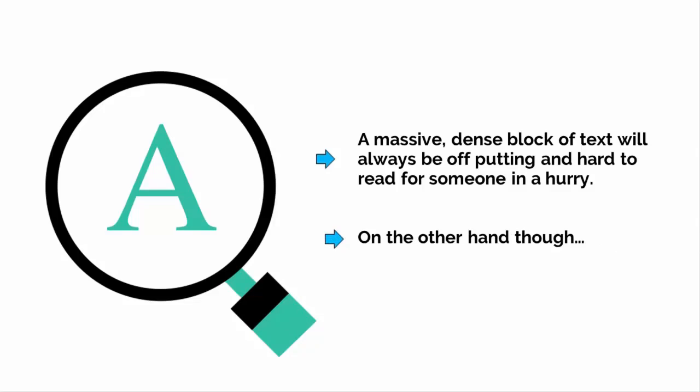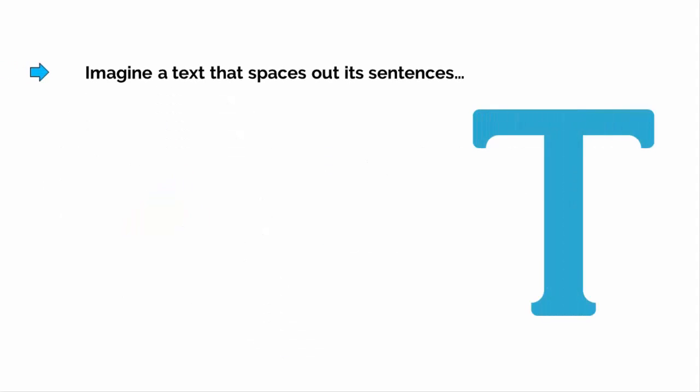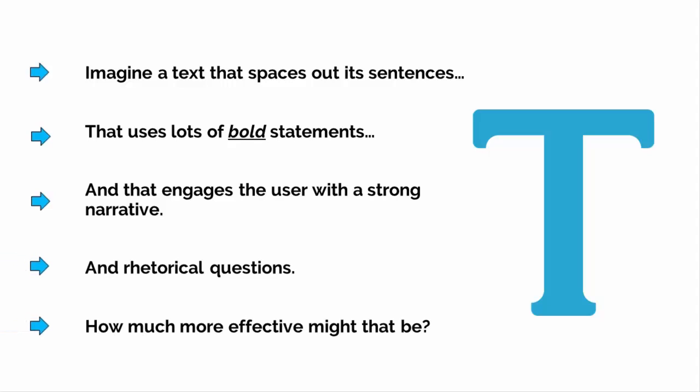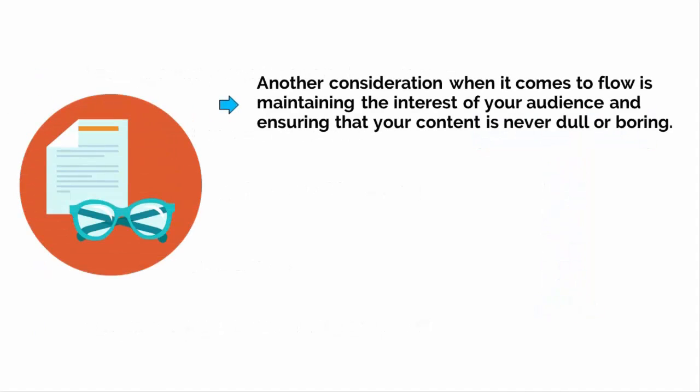A massive, dense block of text will always be off-putting and hard to read by someone in a hurry. On the other hand, though, imagine a text that spaces out its sentences, that uses a lot of bold statements, and that engages the user with a strong narrative and rhetorical questions. How much more effective might that be? See the difference?